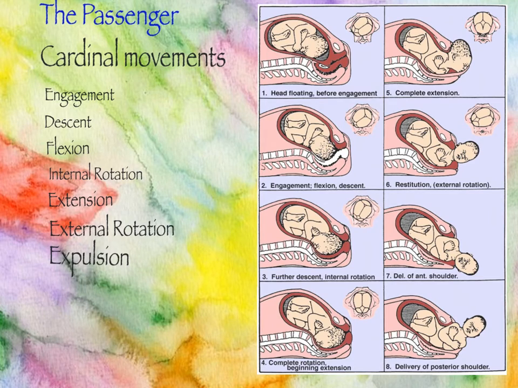And the next thing that I'm going to do is play that little video for you. So we'll get that going. And see if you can pick out all the different cardinal movements. See if you can see the baby engaging and descending. See if you can see the flexion, the internal rotation, the extension, the external rotation, the expulsion. Pause it at different points if you have to, and make a note of how that all happens.